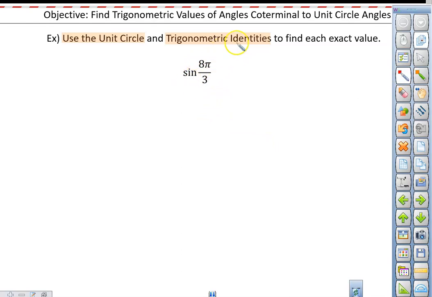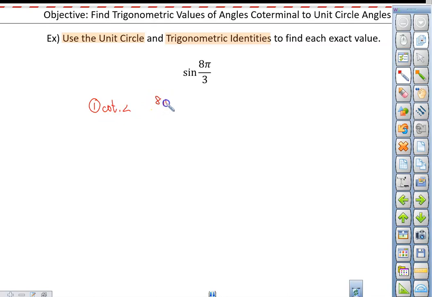Now for sine, we don't need an identity because the sine and the cosine values are part of our unit circle. This will be a y value of whatever point is coterminal with this 8 pi thirds in our unit circle. So that's what we're going to do first. We want to find that coterminal angle.